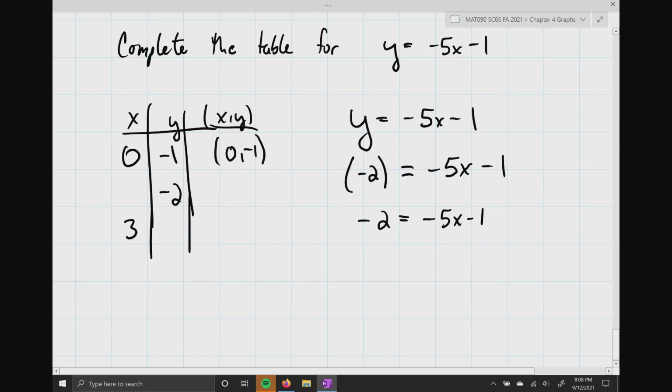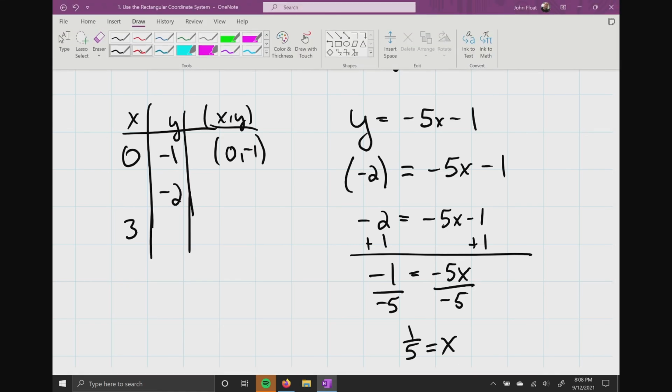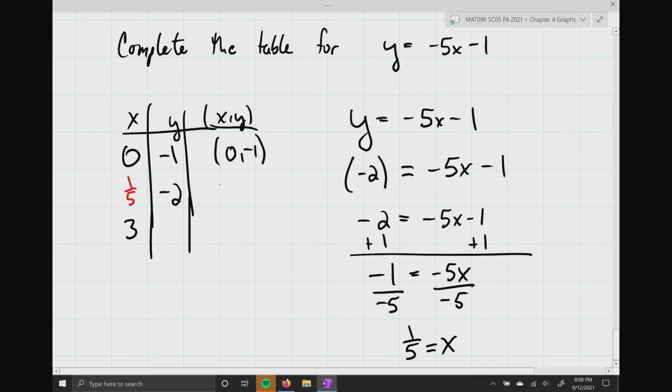Notice it's a linear equation. All you've got to do is follow your steps. I don't see any fractions. I don't see any parentheses. I can't group anything on the left, can't group anything on the right. So I'm going to go ahead and add 1 to both sides. I'm going to get my variable terms on one side, constant terms on the opposite side. And then I'm going to divide both sides by the number in front of my variable. A negative divided by a negative is a positive. So x equals 1/5. Where I see the x in my table, I'm going to write 1/5. And then my point is 1/5, negative 2.